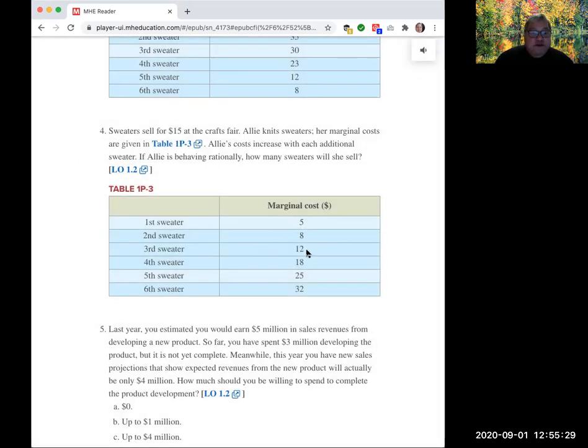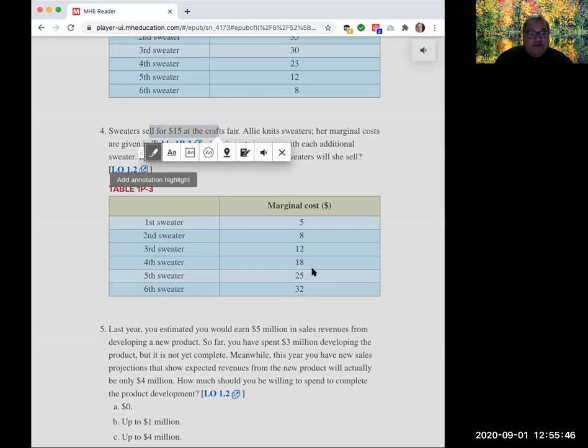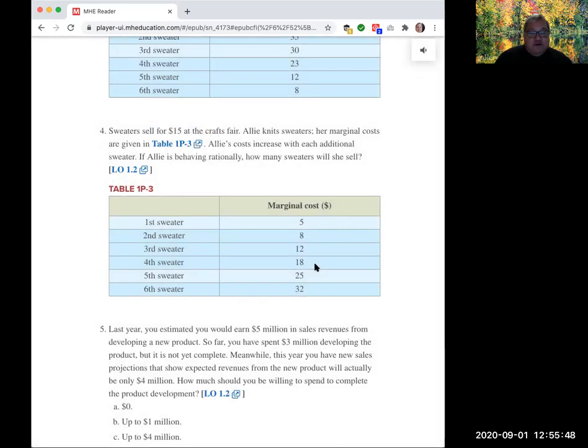to bring 3 sweaters to the fair, because she will make money with every sale. However, if she brings a 4th sweater to the fair, she's actually going to be losing $3 on that sweater, because she can't sell it for more than $15 at the crafts fair. So the total number of sweaters she would choose to produce and sell at the fair would be 3.